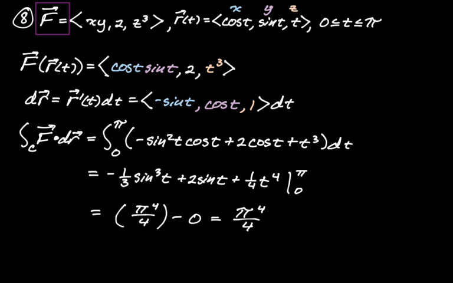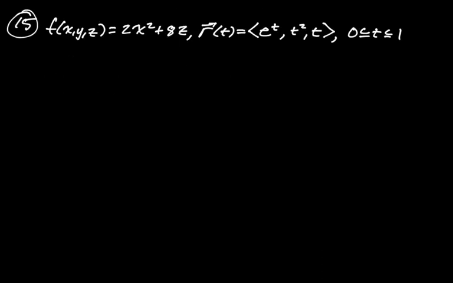All right, let's take a look at another one. This will be number 15. F of xyz is 2x squared plus 8z. We notice immediately that it is a scalar. So we know we're doing the integral of f of r of t ds. So we have to find f of r of t, and then we have to find ds, which is the magnitude of r prime of t dt, set up our integral, and do it. All right, so we got f of r of t. We can again identify x, y, and z.